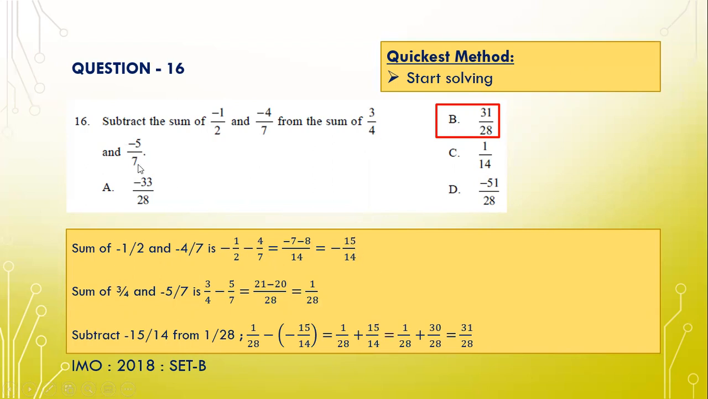Sum of 3 upon 4 and minus 5 upon 7: 3 upon 4 plus minus 5 upon 7 is 3 upon 4 minus 5 upon 7, which will be 1 upon 28. So you have to subtract this sum from this sum. So minus 15 upon 14 is to be subtracted from 1 upon 28. So 1 upon 28 minus minus 15 upon 14 is 1 upon 28 plus 15 upon 14. If you double this, it will be 30 upon 28. So 30 plus 1 is 31 upon 28. 31 upon 28 is the right answer.